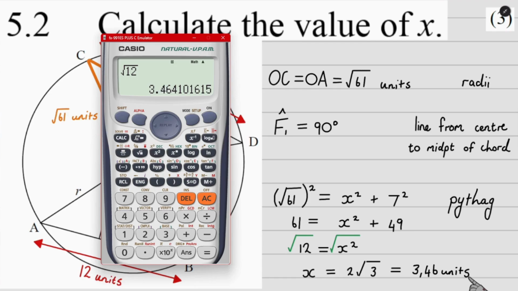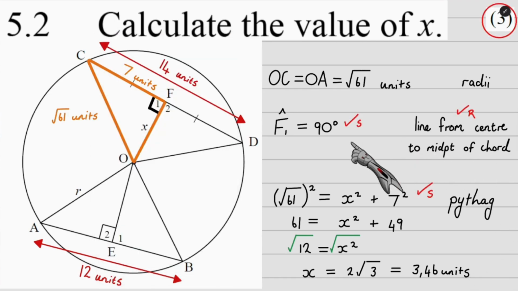So let's have a look where the 3 marks come from. First mark comes from telling me that F1 is 90. Second mark comes from the reason for that. And the last mark comes from the statement for Pythagoras.